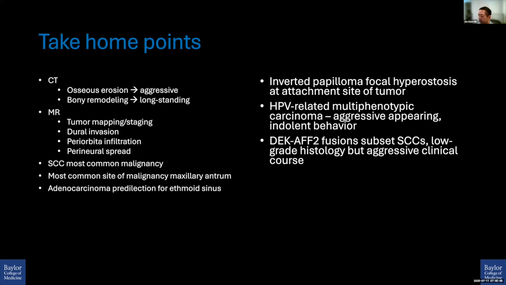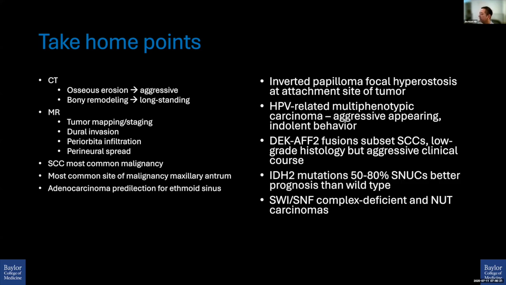A couple of things to look for with inverted papillomas, looking for that focal hyperostosis at the attachment site of the tumor, so the surgeon knows and can do a complete resection. I talked about the variants of SNUC now that are newly described: SWI/SNF complex deficient and NUT carcinomas. So I think you'll see less of that, less SNUCs being called in because we have these different subtypes now with molecular testing. And in SNUCs, they could test for IDH mutations; 50 to 80% have a better prognosis than the wild type. And don't forget, olfactory neuroblastomas have their own staging system, the modified Kadish staging system.